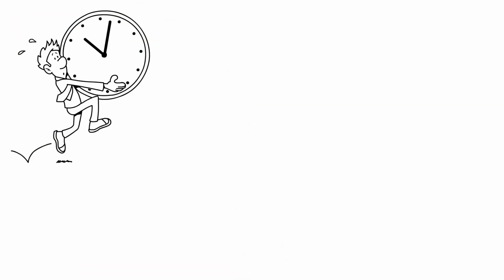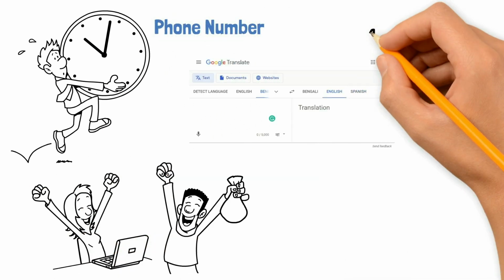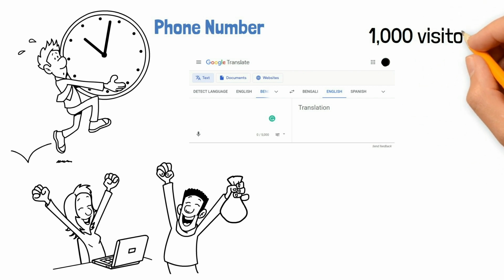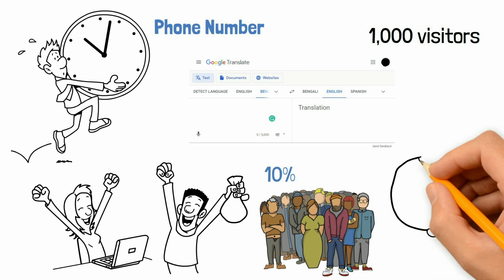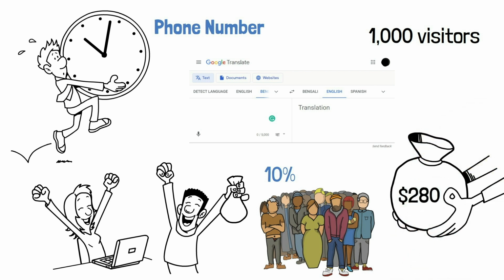So every time someone performs a desired action, in this case input their phone number, you'll earn money. And remember that the website promises to give people 1,000 visitors. If just 10% of those people take the desired action, you'll still earn $280, which is definitely worth it.